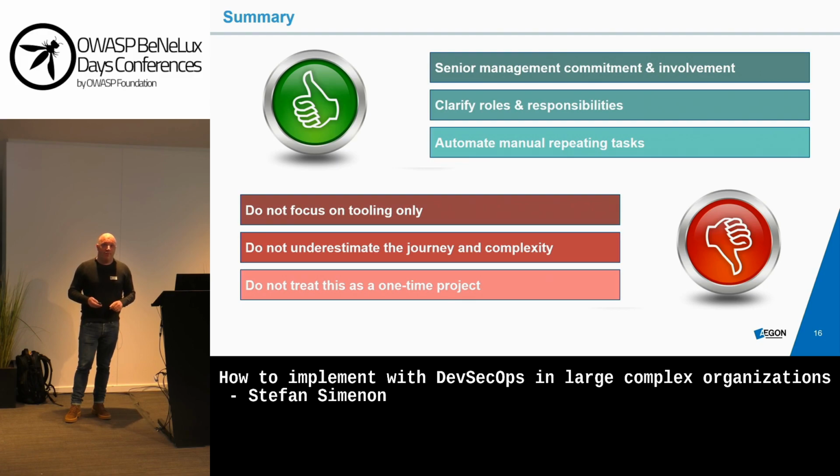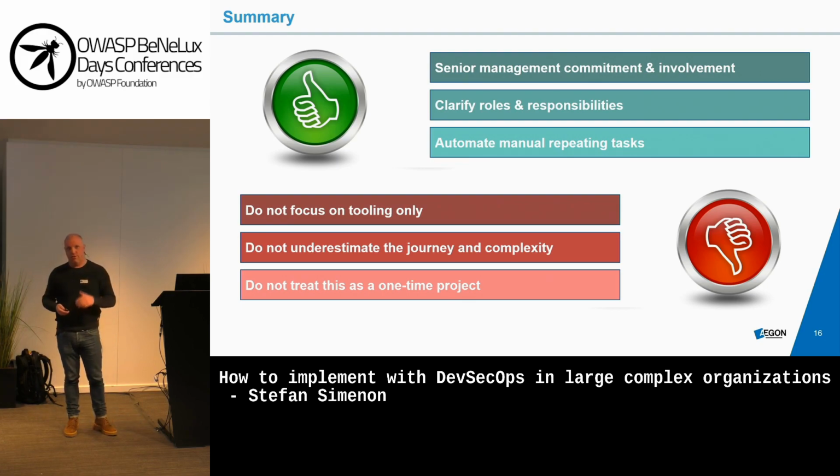So, summary. What is important, what is a must-do: senior management commitment and involvement, clarify roles and responsibilities, keep on automating on a continuous basis. And what you should not do: do not focus on tooling only. It is important, but there are things which are much more important.